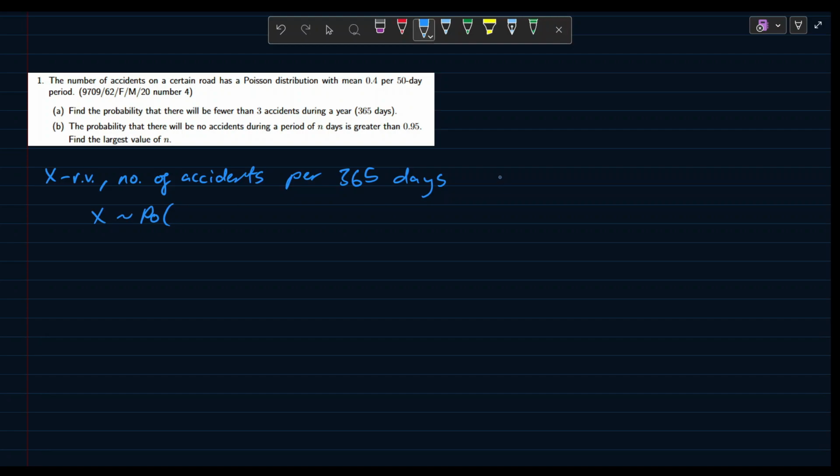So per 365 days, X follows a Poisson distribution. What's our lambda? Here we're given that the mean is 0.4 per 50 days. We've got 365 days, so that would be 365 over 50 multiplied by 0.4. There's a change in the unit interval. So 365 over 50 multiplied by 0.4 gives us 2.92. So lambda here is 2.92.